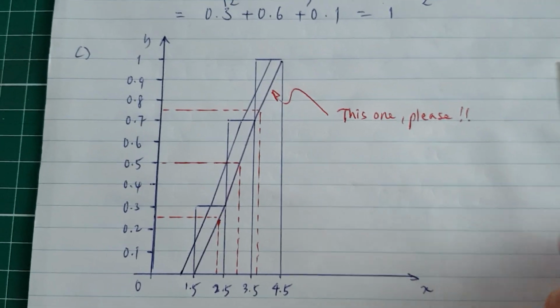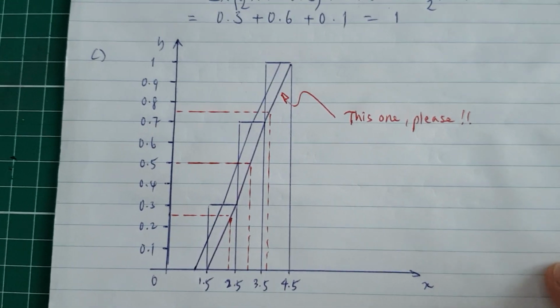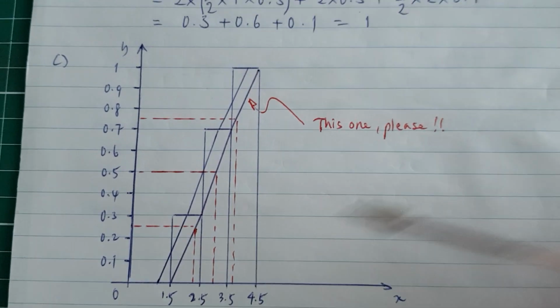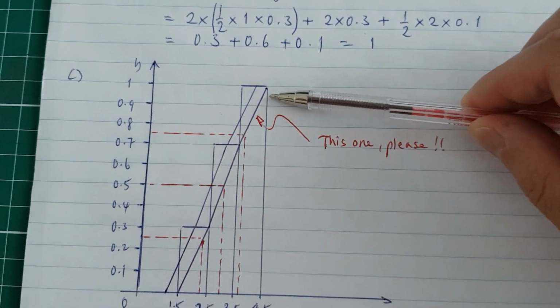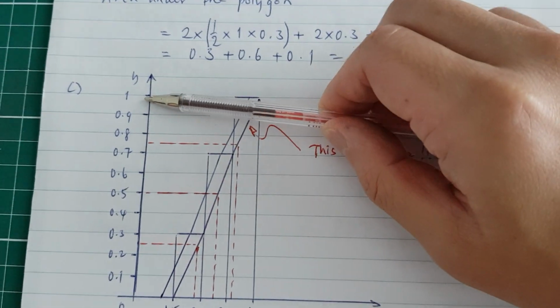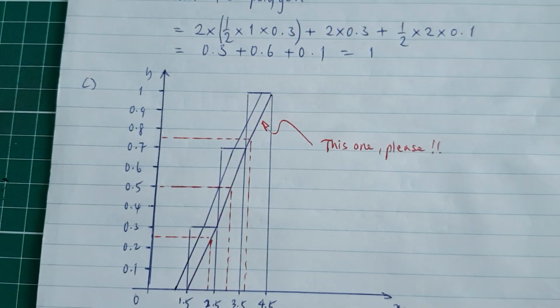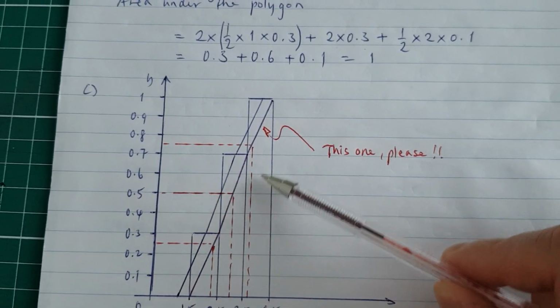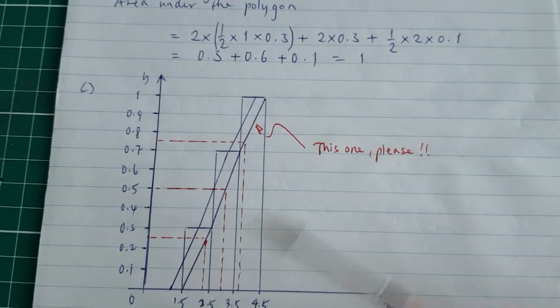Okay, now part C is the cumulative histogram, and that's that one. At the very last point, it has to end up at 1. All right, now I'm going to explain what I mean by this in part D.